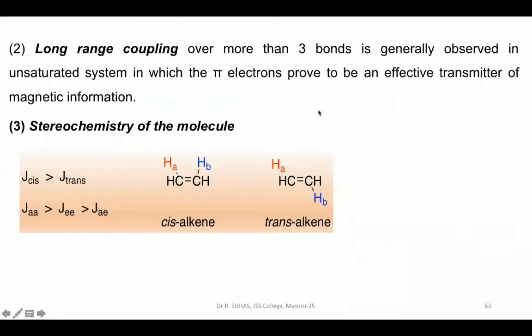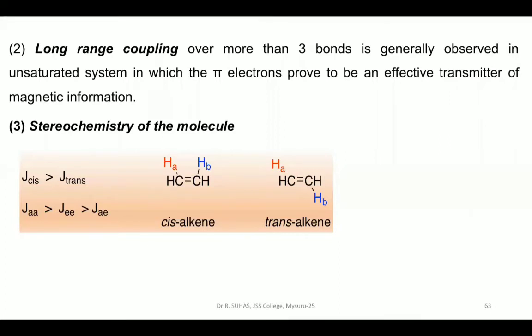The second one is long range coupling. If the two hydrogens are separated by more than 3 bonds, then usually we observe very small coupling. But if there is a pi bond between these 3 carbon atoms, then there will be a very effective transmitter of magnetic information, as it is proved that the pi electrons are involved in this. So usually the unsaturated system will involve long range coupling.